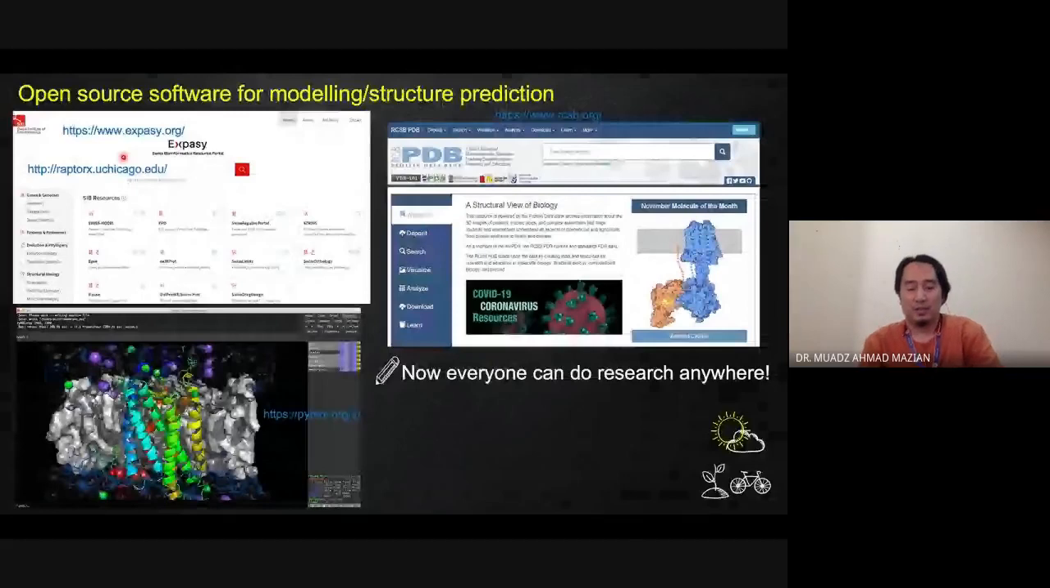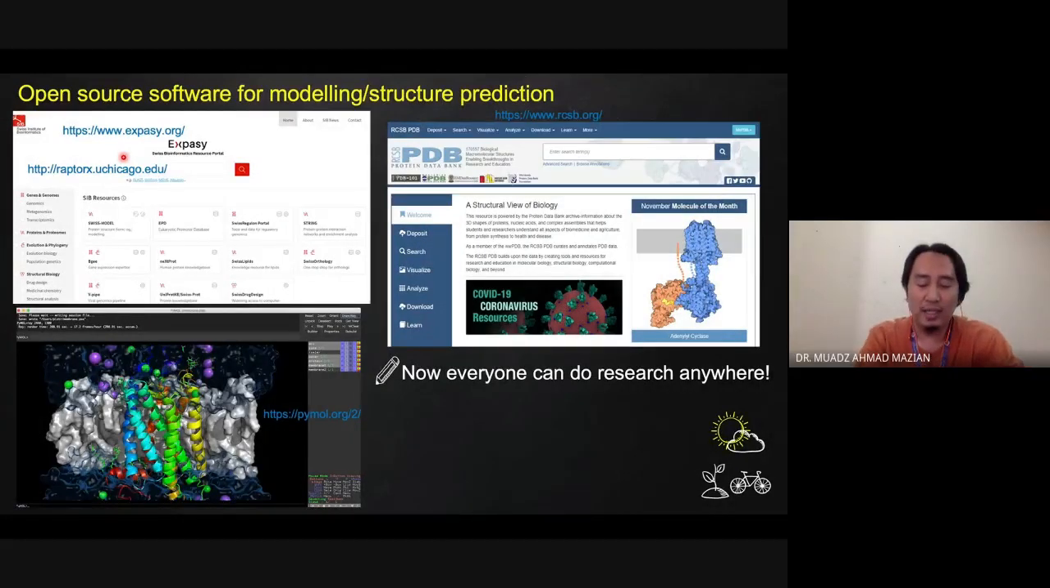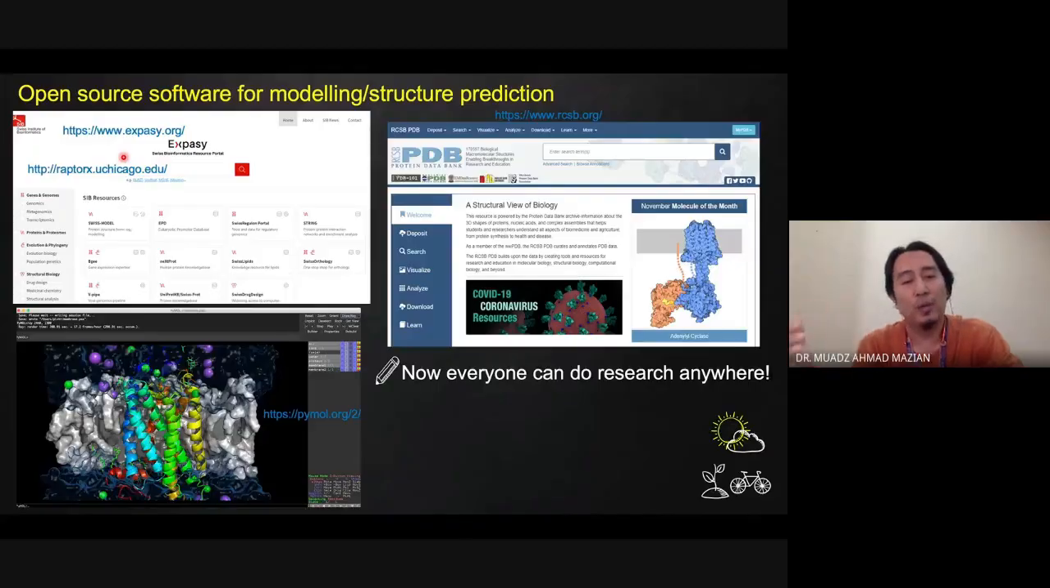Okay. So, modeling. Okay, tadi doktor. Alright, thank you. So, modeling is a field of study that does not require you actually to go to the wet lab. Yeah. So basically, we can call it bioinformatics.